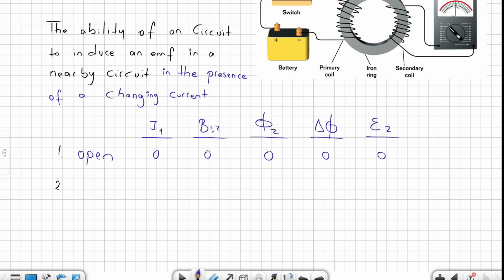But when we close the switch, at the moment of closing the switch, the current in the primary coil increases and goes to maximum right away, so there will be a change in the magnetic field. As a result, there will be a change in the flux in the secondary coil, which goes from zero to maximum, so the change is plus maximum. Since there's a change in flux in the secondary coil, there will be an induced EMF, and the induced EMF will oppose the change. As a magnitude, it will be maximum, but as a direction, it will be opposing the change. Since the change is positive, increasing, this will be negative.